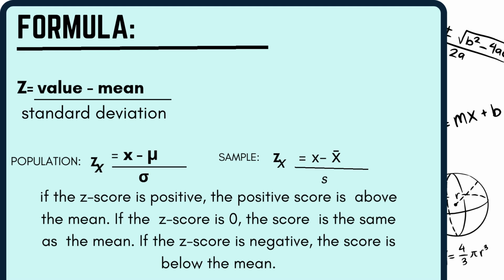If the z-score is positive, the score is above the mean. If the z-score is 0, the score is the same as the mean. If the z-score is negative, the score is below the mean. Again, if the z-score is positive, the score is above the mean. If the z-score is 0, the score is the same as the mean. And if the z-score is negative, the score is below the mean.